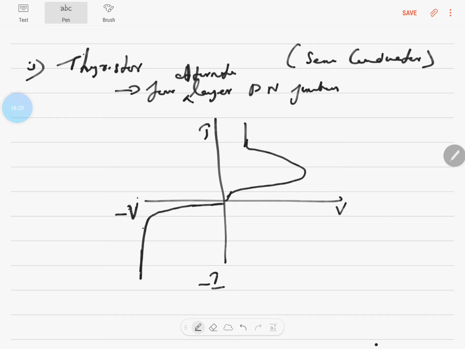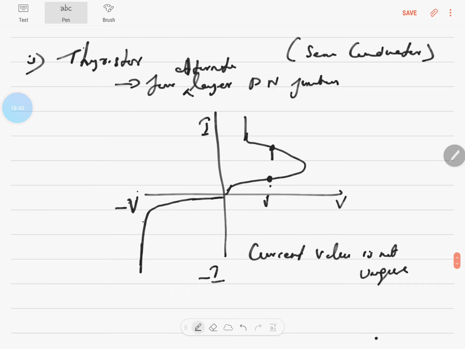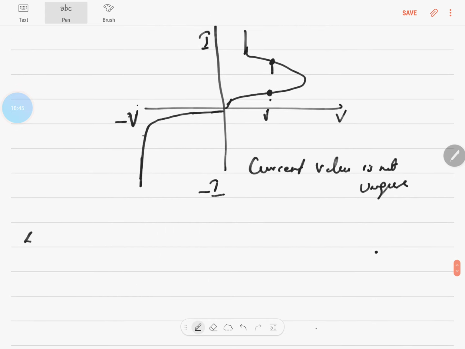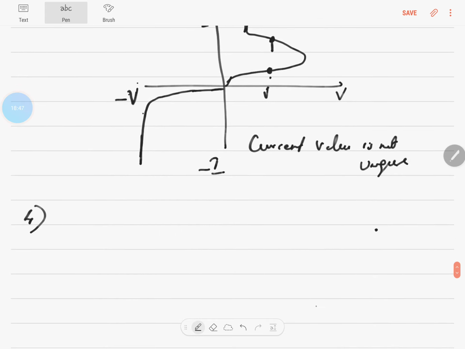It shows that for one particular voltage, you have 2 different values of current. Current value is not unique. That's not what Ohm's law says. So let's go to the 4th limitation, which is gallium arsenide.